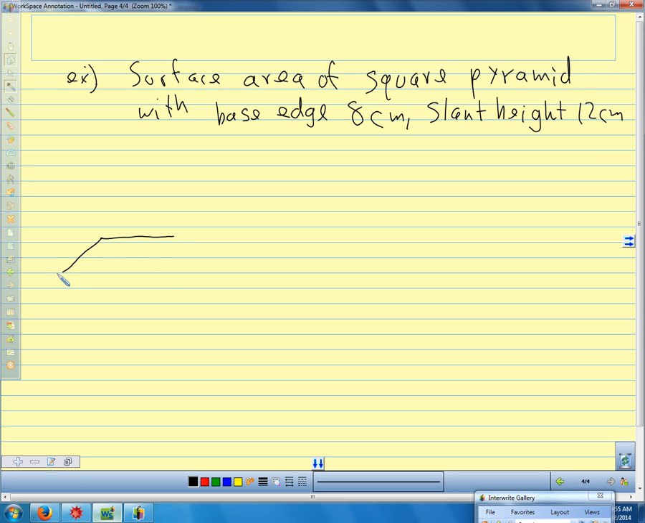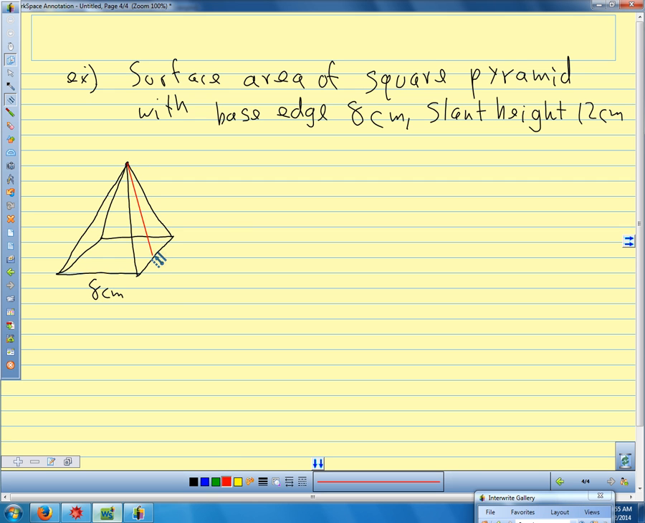So here's my picture of a square pyramid. There's my base, my vertex. The base is a square. It says the base edge is 8 centimeters. So that's 8 centimeters. It says the slant height is 12 centimeters. So here's my slant height, and it is 12 centimeters. Well, I have everything I need here.